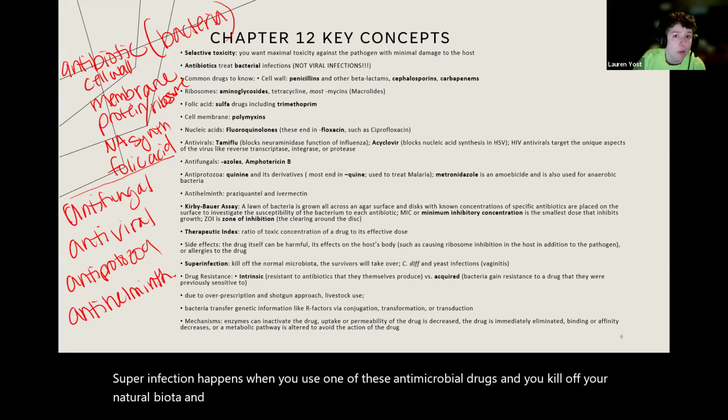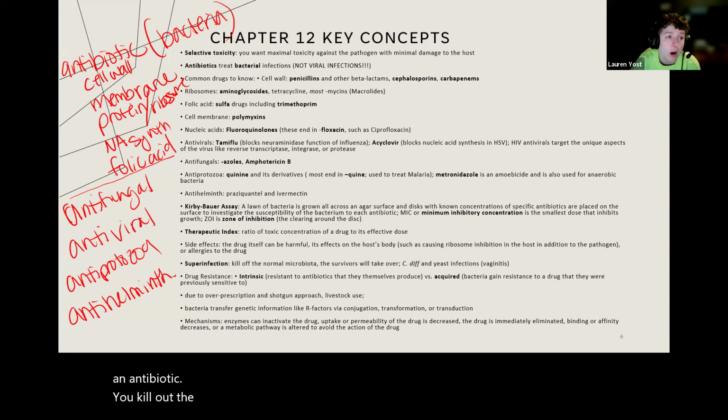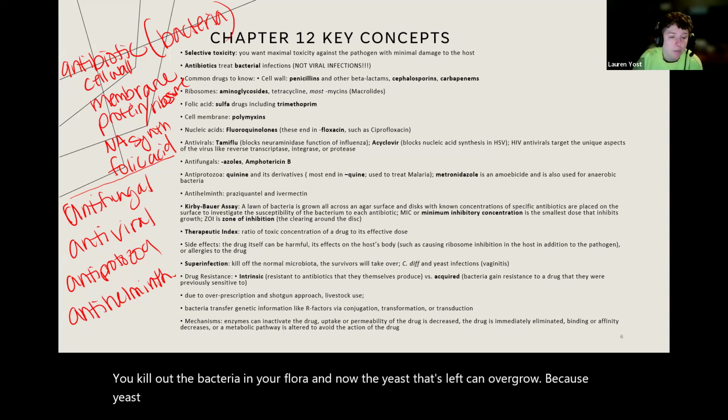and then what's left can overgrow. This is common in yeast infections. You take an antibiotic, you kill out the bacteria in your flora, and now the yeast that's left can overgrow because yeast is fungi. So that's a great example of that.